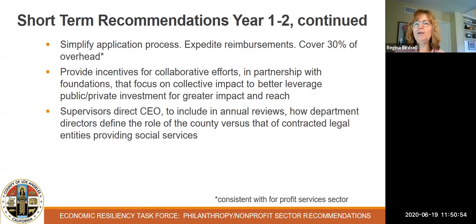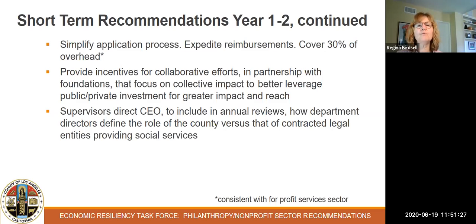So, you know, we put in an appeal to simplify the application process. We asked that, rather than waiting months to be reimbursed, there be a payment schedule to help with startup and then cover more of the overhead. It turns out that in some of our contracts, that overhead rate can be as low as 0%, can be as high as 15%, but in the for-profit service sector, they're getting 30, 35%. So we think there's definitely room to improve.